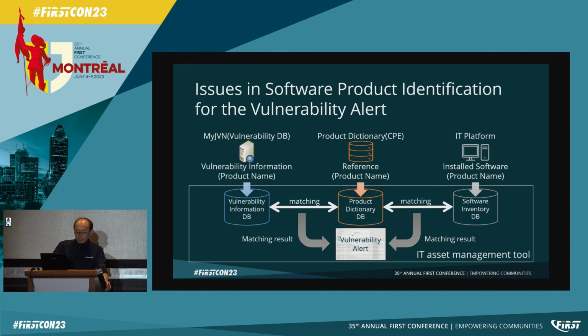In the context of vulnerability alerts, there are several issues related to software product identification that need to be addressed. One of these issues is the matching process between vulnerability information, reference, and installed software. To illustrate this, we have included a diagram that showcases the flow of information and challenges encountered during the matching process.